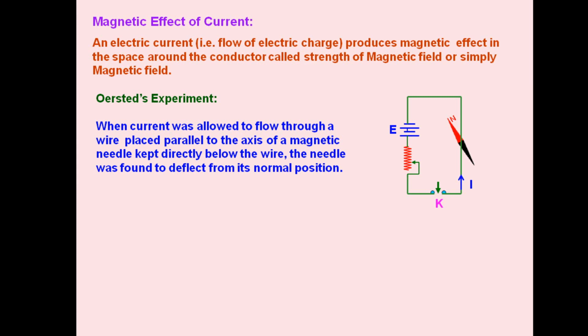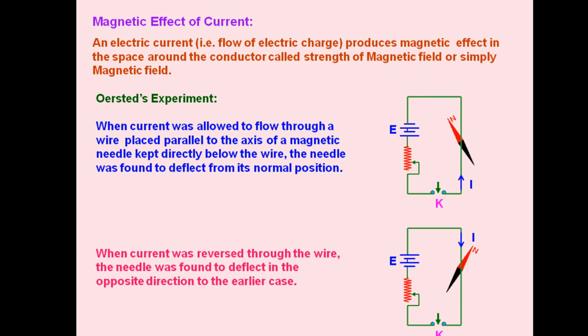One more observation was made in Oersted's experiment. In this second observation, the terminals of the cell are reversed so that the direction of current is reversed in the circuit. Let's see again. When the key is kept closed, what happens? The direction of current is changed, so the deflection direction also changes. This shows that the direction of magnetic field depends on the direction of current passing through the conductor. This is a very important point. So when current was reversed through the wire, the needle was found to deflect in the opposite direction to the earlier case.